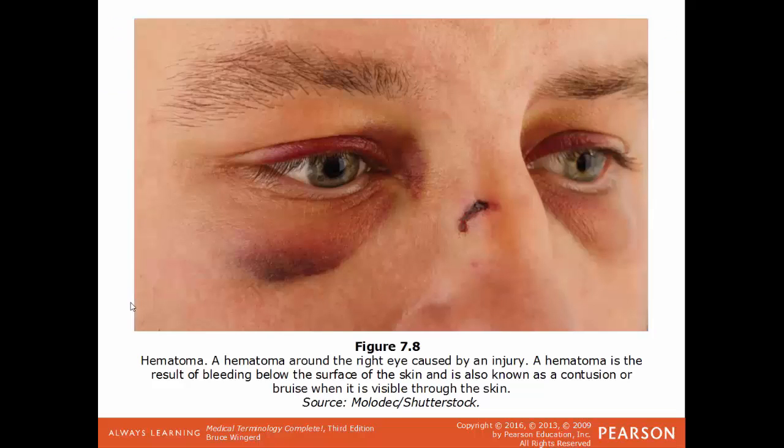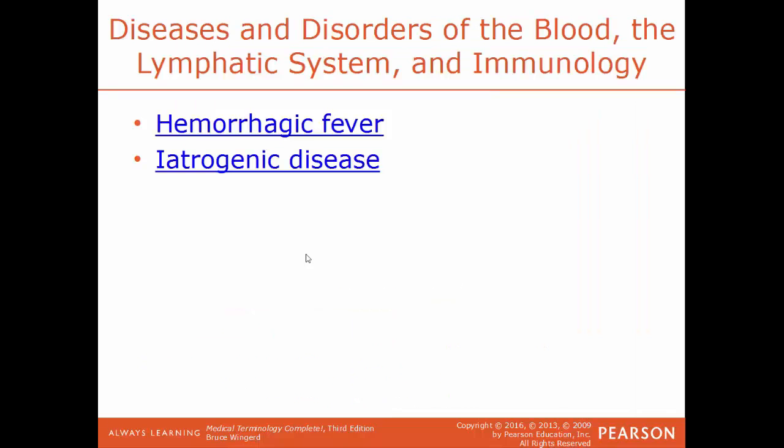In this image, we have an example of a hematoma. You see this person has a black eye, and what causes that, the swelling and the discoloration, is blood underneath the skin here. Hemorrhagic fever.